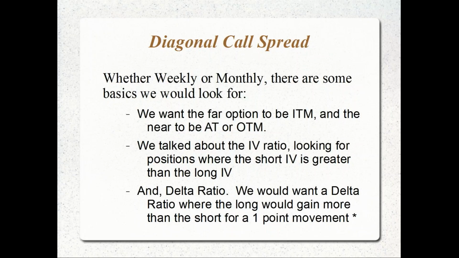Naturally, if it's below it, it would expire, and if it's above it, well, if it's 1 point above our short option, it would be worth $1, have a delta of 1. Okay? But when we start the position, we want a delta ratio, a strong delta ratio for our diagonals.